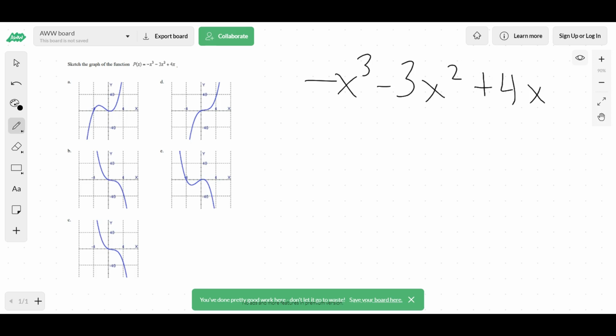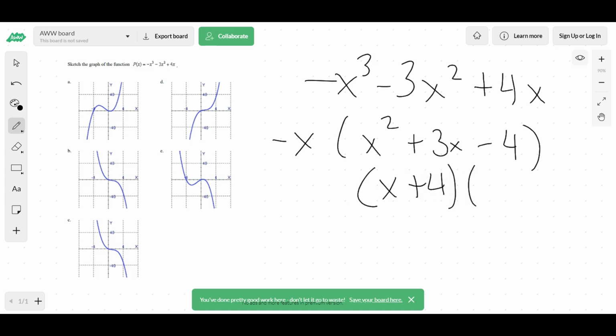But first, you could take out an x, specifically a negative x, and that would leave x squared plus 3x minus 4 inside of here because I took out a negative x. And then you could just factor this, and this would factor to x plus 4 and x minus 1 and a negative x out in front. And then you could see that if you played the negative game, like we have a negative, a negative, a negative, negative, so it starts up.